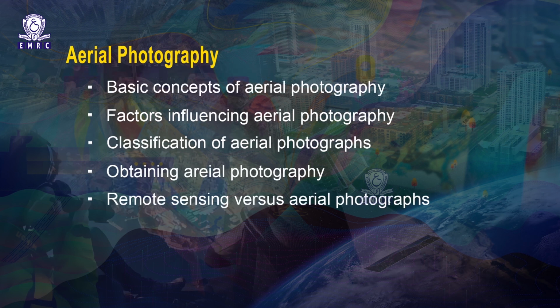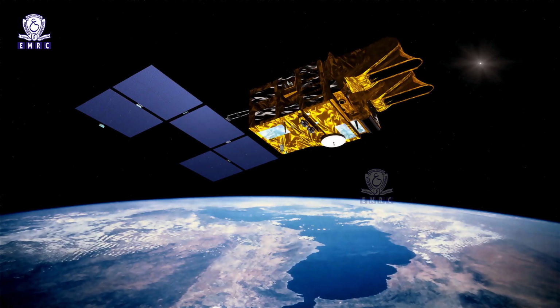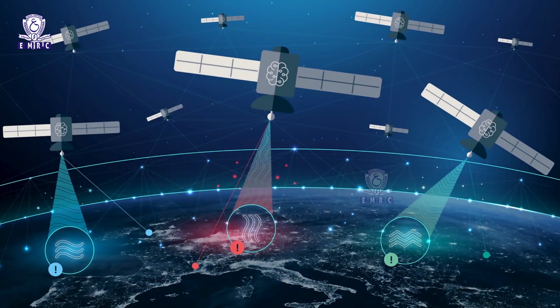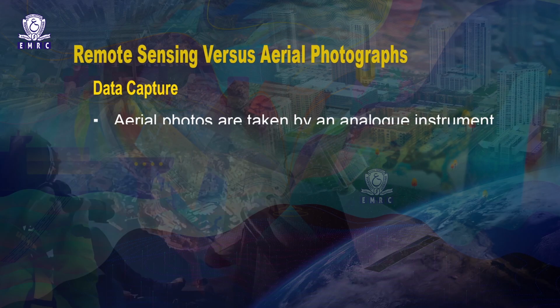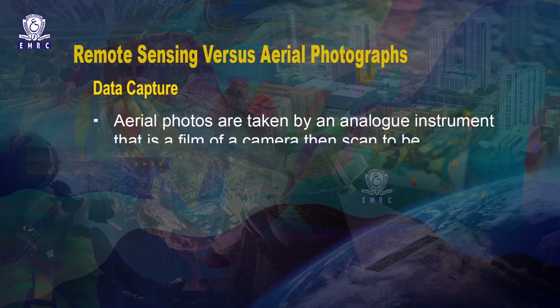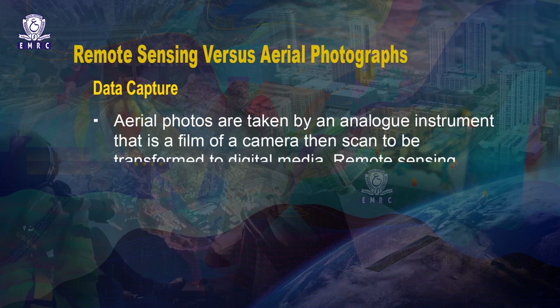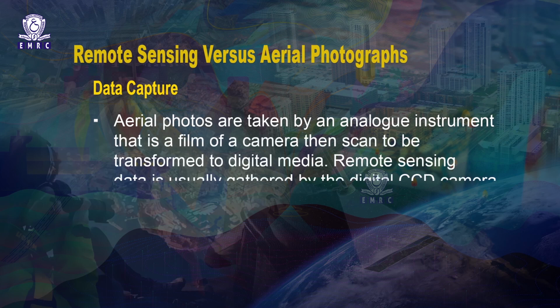Remote sensing versus aerial photographs. Remote sensing and aerial photography acquire information by measuring electromagnetic radiation from airborne systems. Their differences are: Data capture. Aerial photos are taken by an analog instrument, that is a film camera, then scanned to be transferred to digital media. Remote sensing data is usually gathered by a digital CCD camera.